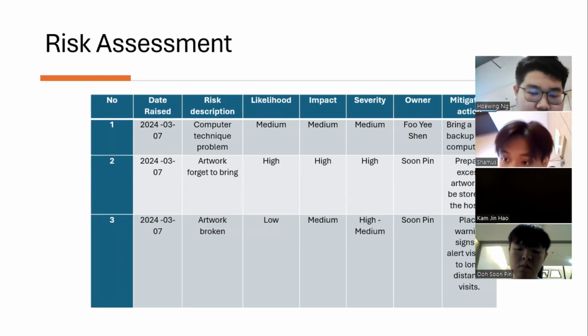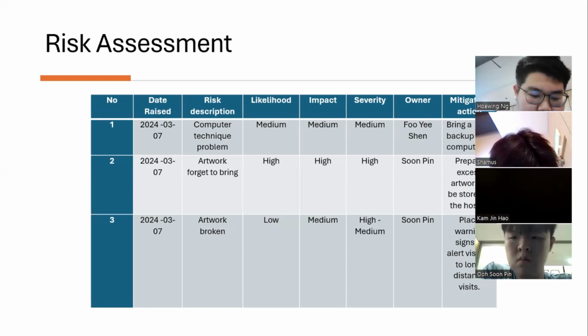Now the second one is that we forgot to bring the artworks. The likelihood, impact, and severity of this is high, and the owner is Sun Ping. The mitigation action to be taken is to prepare excess artwork to be stored in the hostel. Now the third one is broken artwork. The likelihood of it happening is low, but the impact and severity are medium. The mitigation action taken is to place warning signs to alert visitors to not touch and disturb the artworks that are on display.